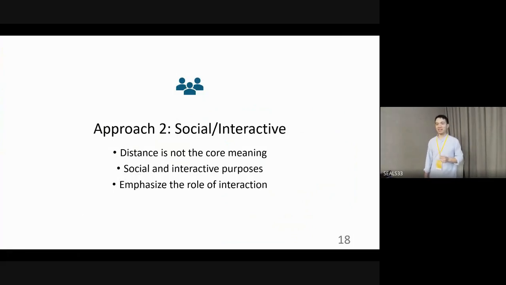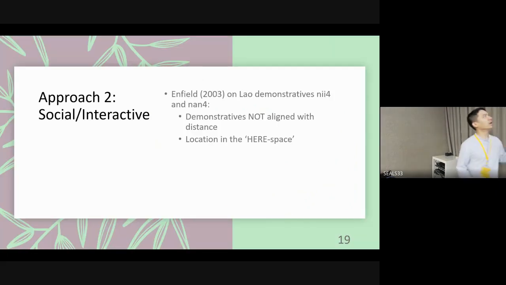The second one says that distance is not the core meaning. It's not a driving factor. Instead, it's the social, interactive purposes. And this approach really emphasizes the role of interaction. One prominent study is Enfield 2003 on Lao demonstratives.